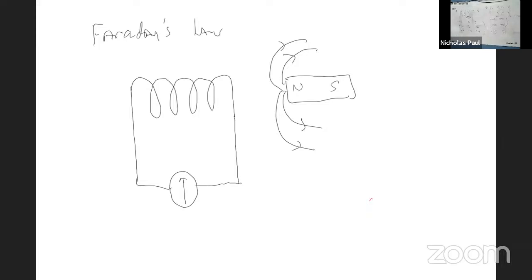Okay, so I want to explain this one a little bit harder, right? So watch this here. The first one is easy: you move it faster, you get a bigger deflection. Now we're looking at direction. Let's say the magnet is moving in, so I'm going inwards first. Here's what has to happen: it has to oppose the motion.